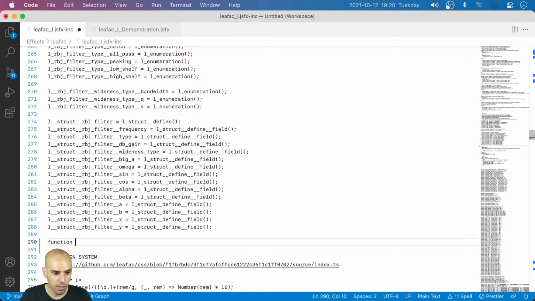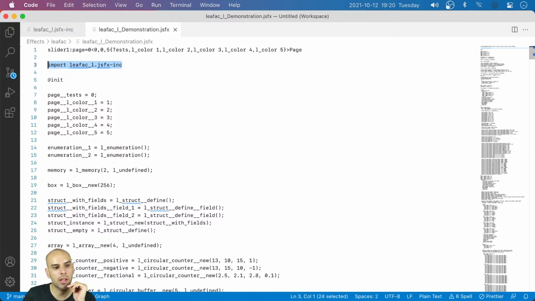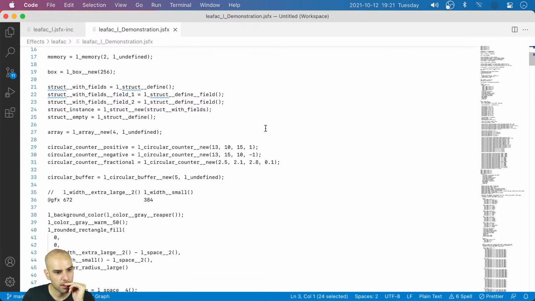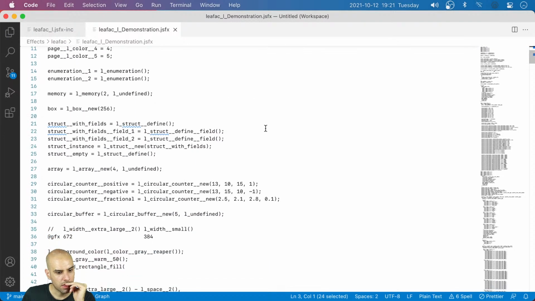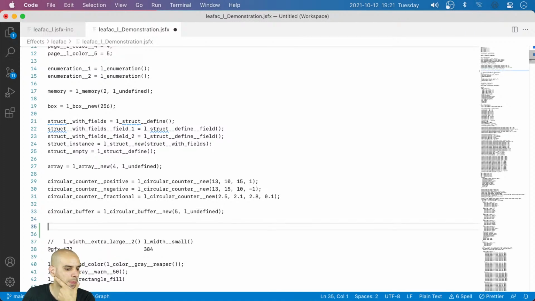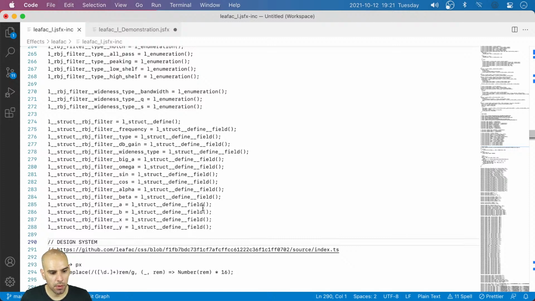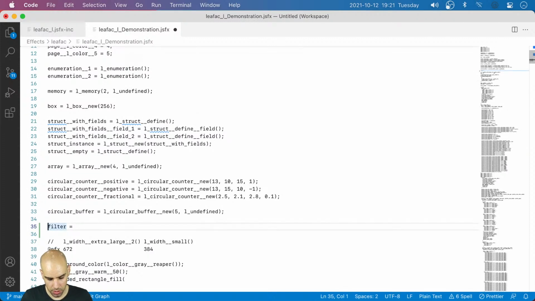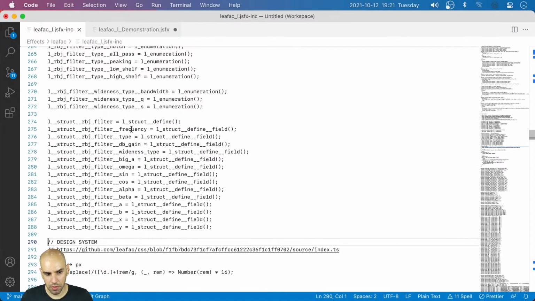So if you want to create one of these filters, let's think about the context in which you may want to create one of these filters. Well, I think it's gonna go somewhere in here. Let's say that I have a filter, and I will call this the Rbj filter, and I probably want to do something like Rbj filter new. But do I want to specify all these parameters, the frequency, the type, the dB gain, and so forth? Do I want to specify that here?